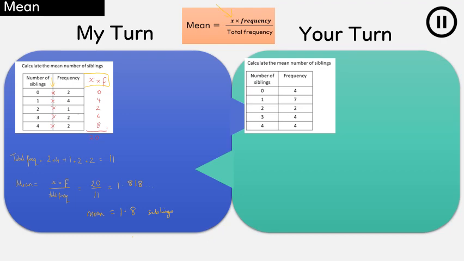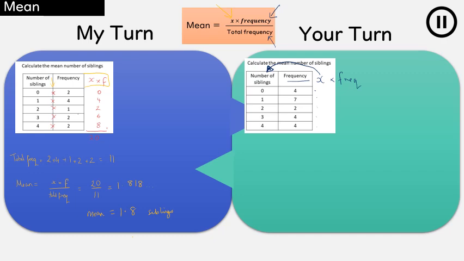So I would recommend on your turn to add a little column here, x times f, f meaning the frequency and x meaning just whatever the question is asking about. So in our case it's the number of siblings, and fill out the numbers there, and you can add those up to find the top part of the fraction. Total frequency, remember, is all the frequencies added up together. So pause the video now, have a go at working out the mean of that frequency table on the right, and then click play when you have finished.